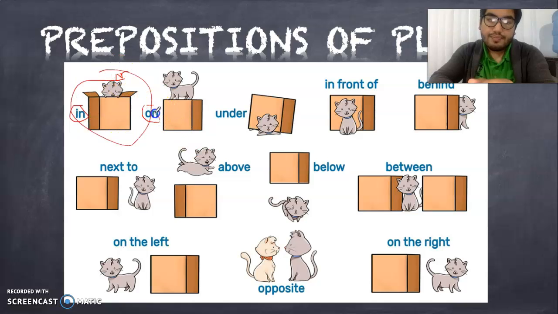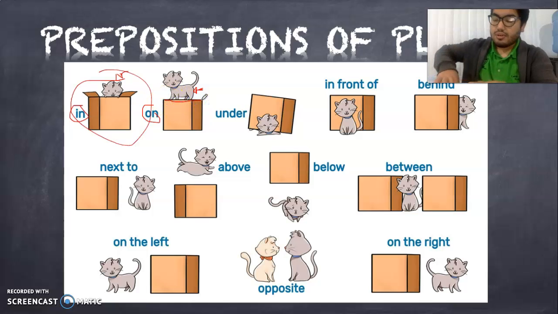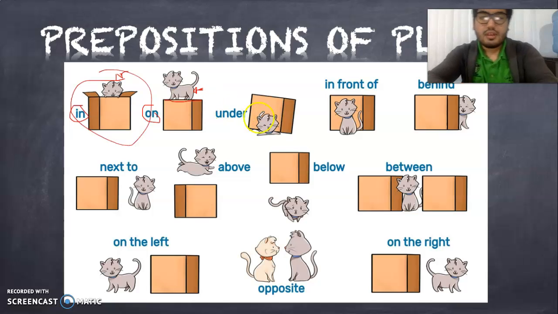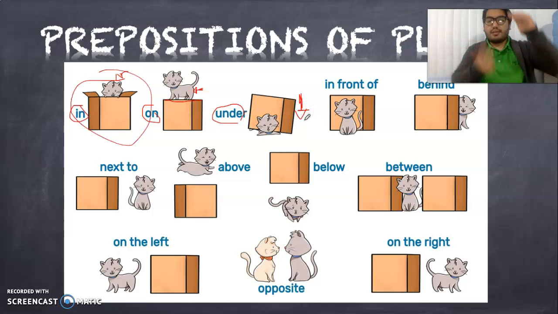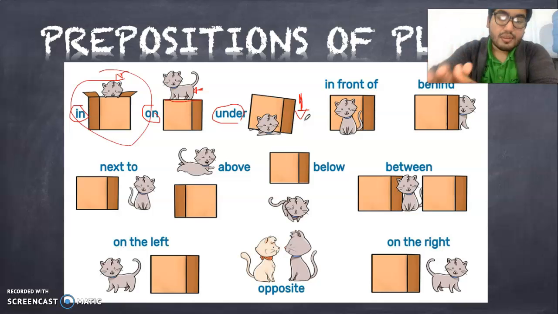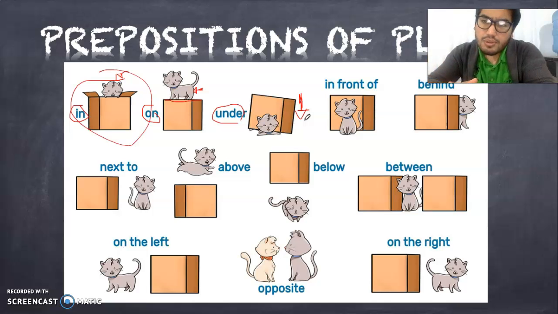We have on, that it's over the box. And we can ask, where is the cat? And we will say it's on the box, meaning that he's over the box, he's walking over the box. We also say under, which means that the box is over the cat, meaning that we have the cat here and the box here, being under. So we can ask, where is the cat? And we'll say the cat is under the box.